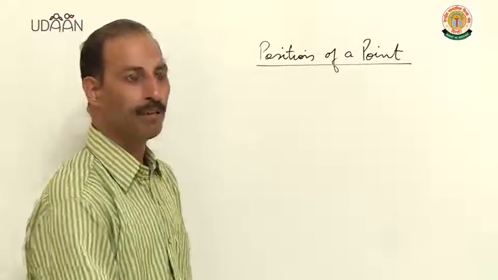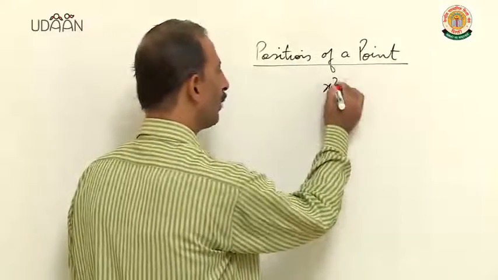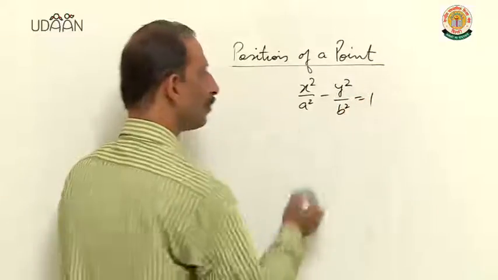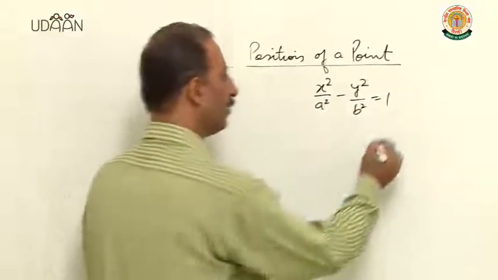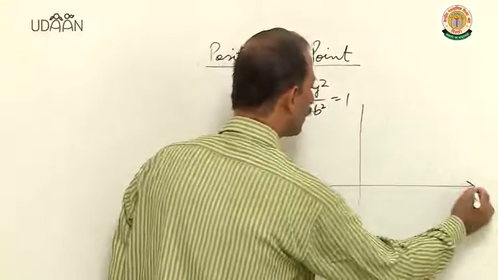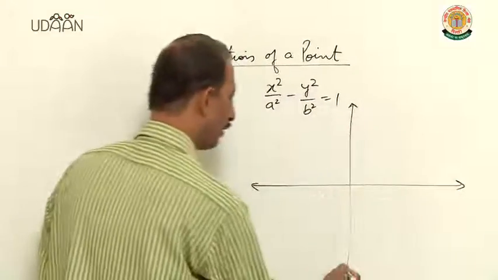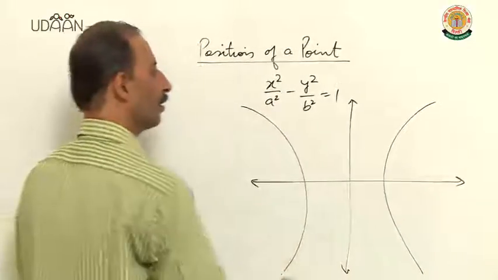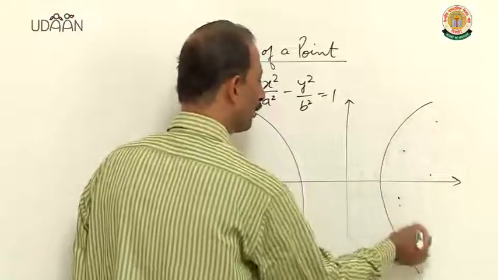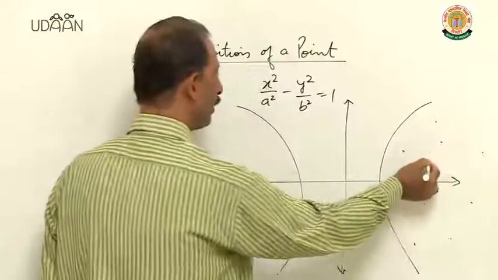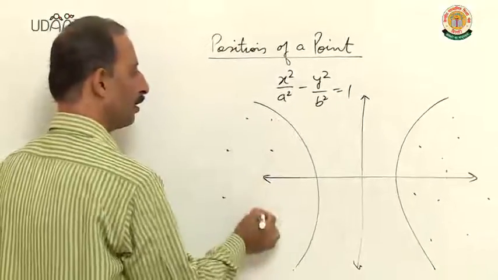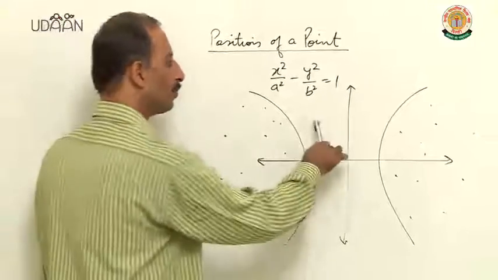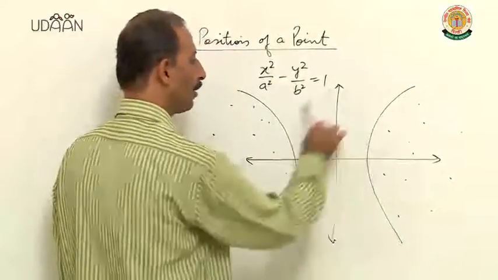Suppose the equation of the hyperbola is x square upon a square minus y square upon b square is equal to 1. You already know how to trace this hyperbola, so the hyperbola will be this shape. This portion of the hyperbola is known as the interior portion of the hyperbola. These all points are inside the hyperbola.